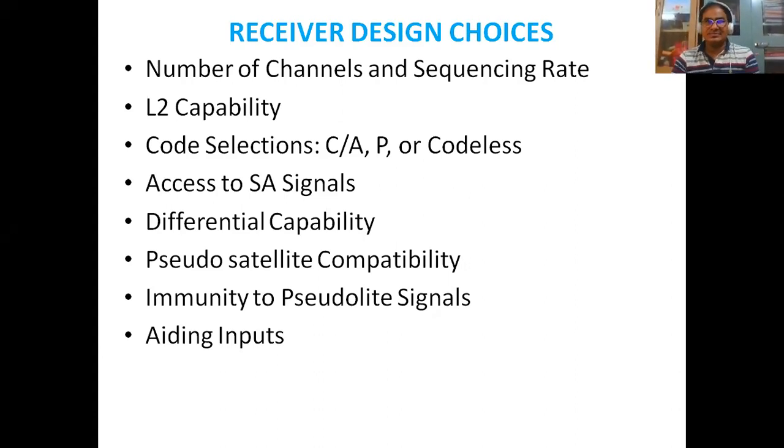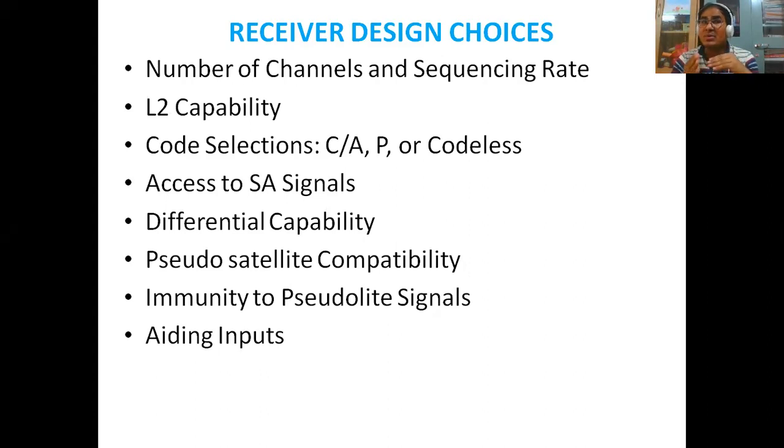That includes the number of channels used in a receiver and the sequencing rate, and there should be a specific capability called L2 capability. And sometimes, till now what we learned is that we are using either the C/A code or P code in the modulation process. But we are going to learn here that there are some codeless techniques, and there should be access to the SA signals. SA signals are selective availability signals.